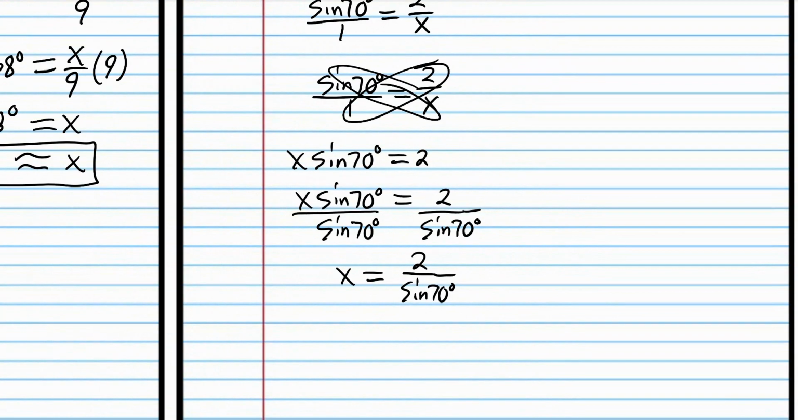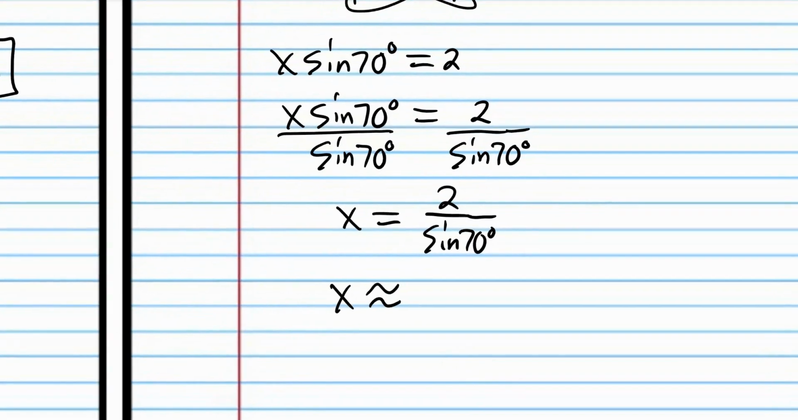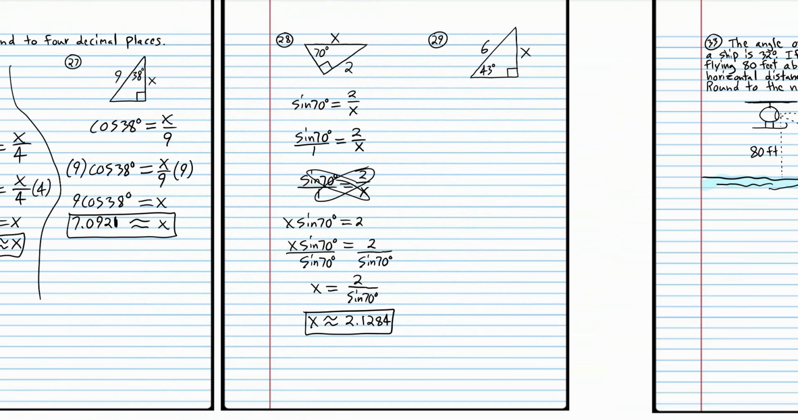So now we just have to calculate what that would be. And you're going to need to do this in your calculator very carefully because there's a lot of room for error. So we're going to push 2 in our calculator, then the divided by symbol, then 70, then the sine button, then equals. Again, if you have an Android or a Casio or Texas Instruments calculator, you might do it differently. So we get 2.1284. So that was kind of a tricky problem because, like I said, the variable was in the denominator of that fraction.